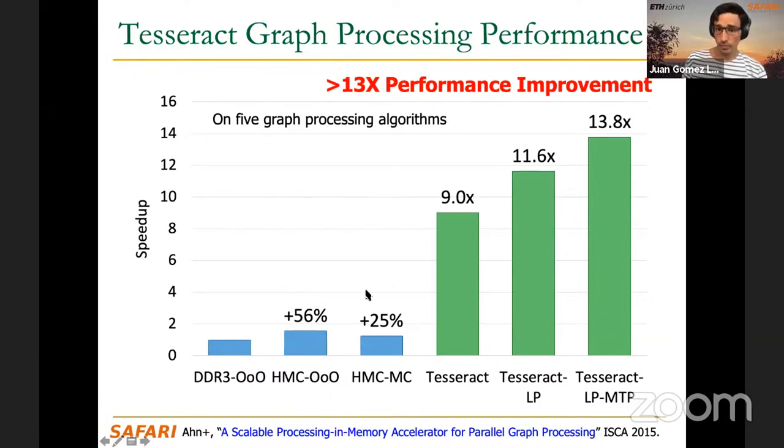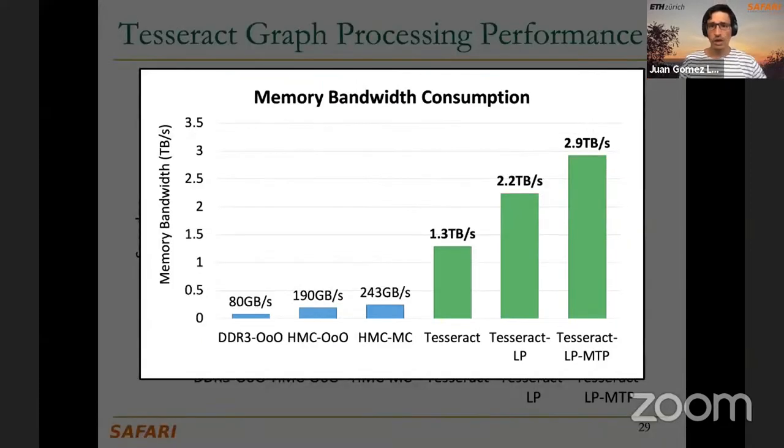So, however, Tesseract is much more efficient, as you can see, on 5 different graph processing algorithms. These are the performance improvement results that we obtain for the baseline Tesseract with no prefetchers, and then after including the linear prefetcher and the linear and message trigger prefetcher, we can increase the performance even more, from a speed up of 9 to a speed up of almost 14.